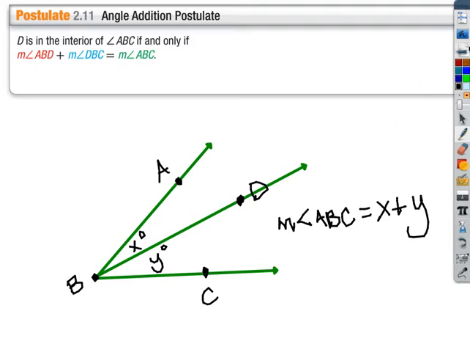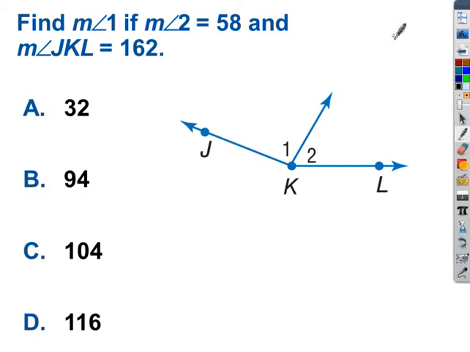Alright, so let's do an example problem. Find the measure of angle 1 if the measure of angle 2 equals 58 and the measure of angle JKL equals 162. So in this example problem, the measure of angle 1 is what I'm looking for.